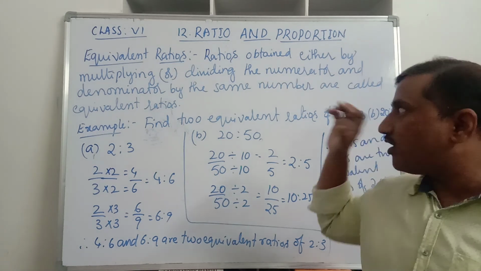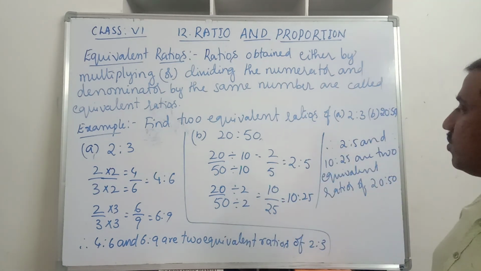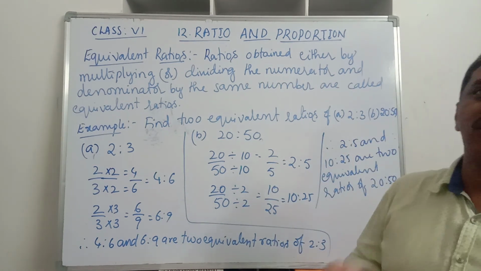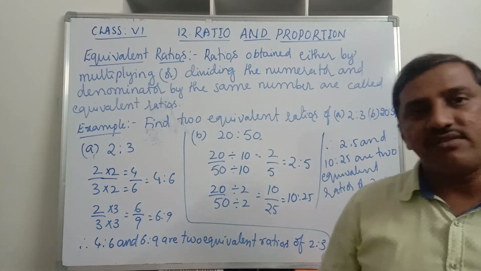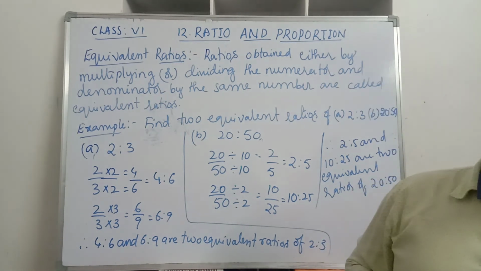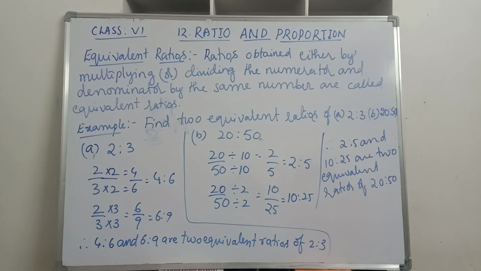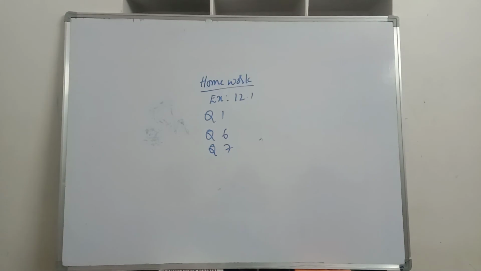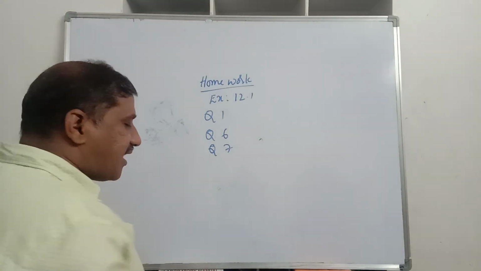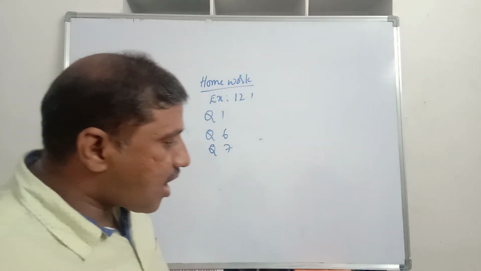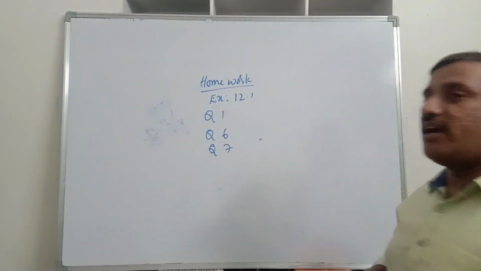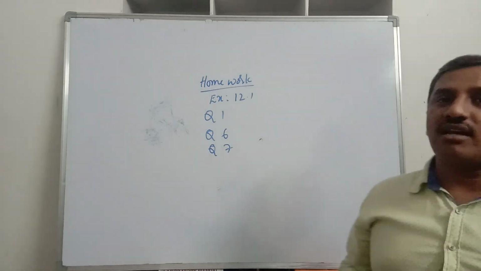Is it clear, children? What are equivalent ratios and how to find equivalent ratios? What is a ratio? How to find the ratio of two quantities? Now, what did we study today? What is a ratio? How to find a ratio? What are equivalent ratios? How to find equivalent ratios?